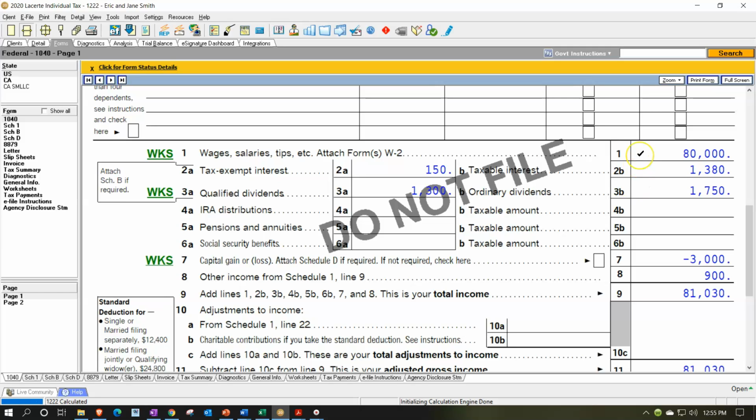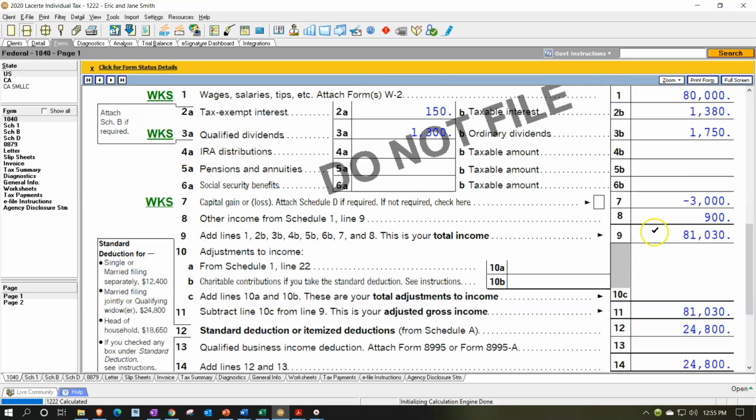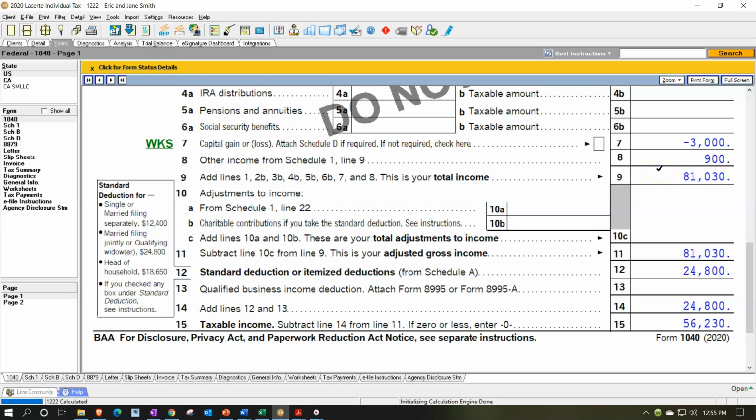So at this point, we've got the 2 W-2s that we had. We had the $1,380 of interest, and then we had $150 of interest, which was tax exempt. We had the $1,750 of dividends, $1,300 of which were qualified dividends and therefore taxed at a favorable rate. We had the $3,000 of capital loss, which was capped at $3,000 because we had more than that. Netting out against the 300 income, we had a net capital loss greater than 3,000. We're going to have to carry forward, I believe, the 400 capital loss to the following year. $900 in other miscellaneous income brings us to the $81,030 in total income. So that's our total income.